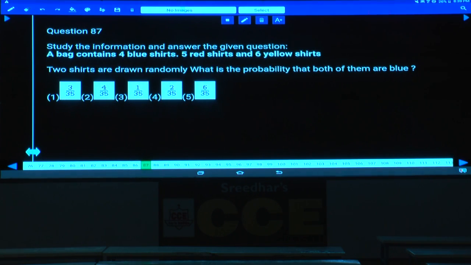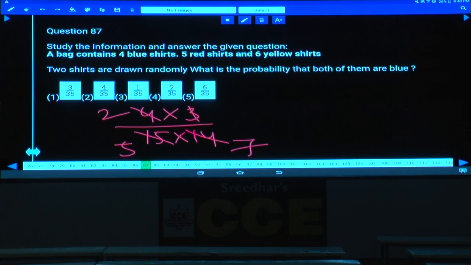Next. 2 shirts are drawn randomly. What is the probability that both of them are blue? Both are blue. How many blue are there? That means 4C2 by 15C2. Correct? 5 times 2, 7 times 2 by 35.